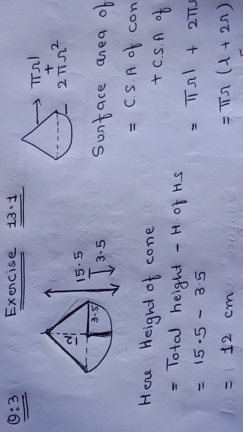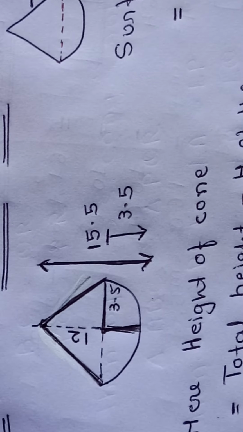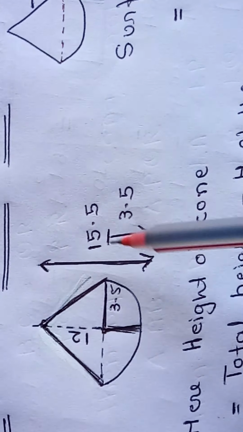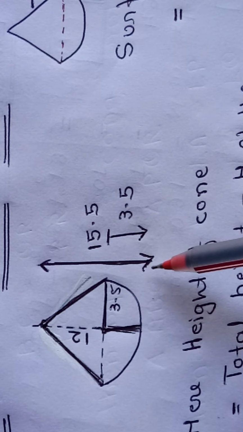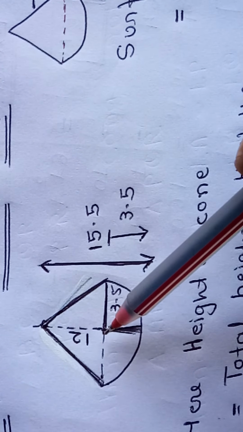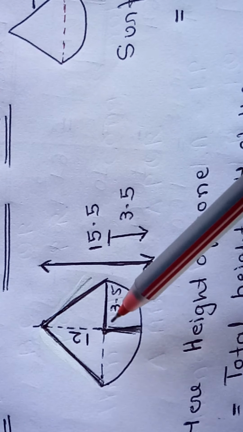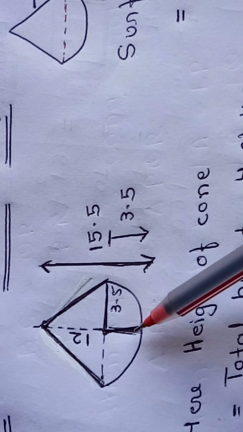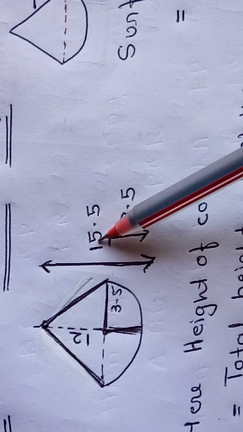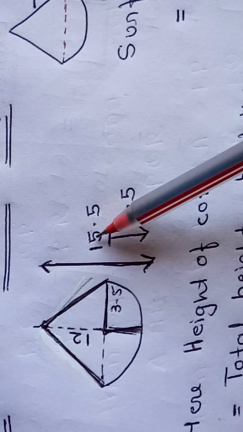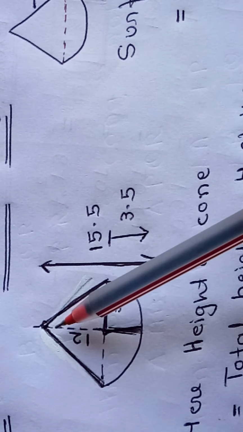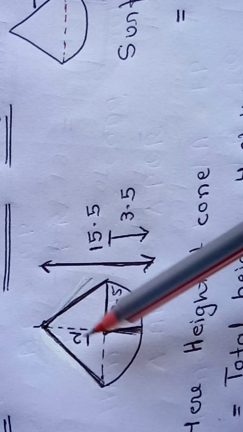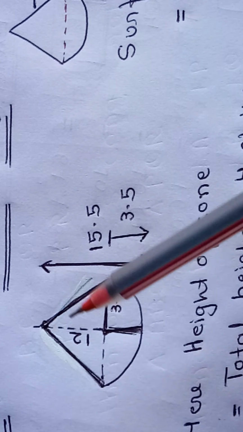Now here if you see, the cone is mounted on the hemisphere. The total height of the toy is 15.5. The hemisphere's radius is 3.5, so its depth or its height, whatever you say, is also 3.5. So when we subtract 15.5 minus 3.5, we will get the height of the cone. So the height of the conical part is 12.